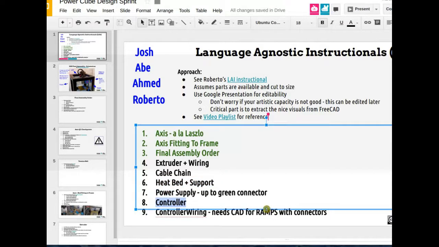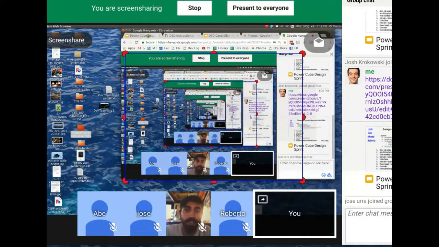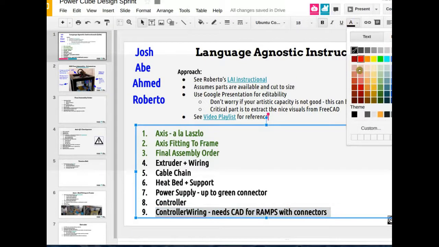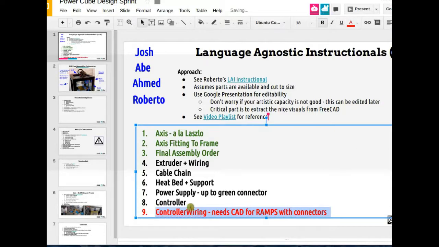There's the controller. Now the controller is the setup of it prior to the wiring. That's what we can do. But as far as the controller wiring, maybe we have a diagram for that. That's actually quite complex without us having a full CAD for the RAMPS with sample connectors.